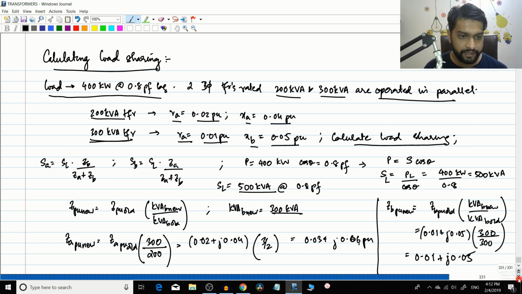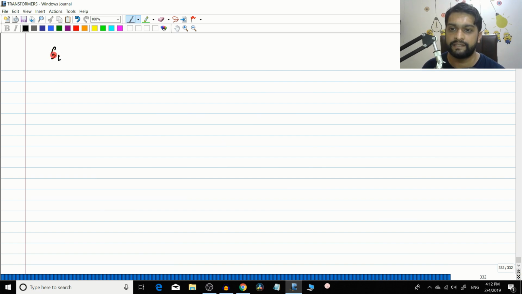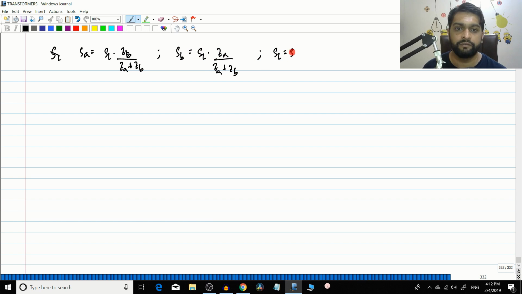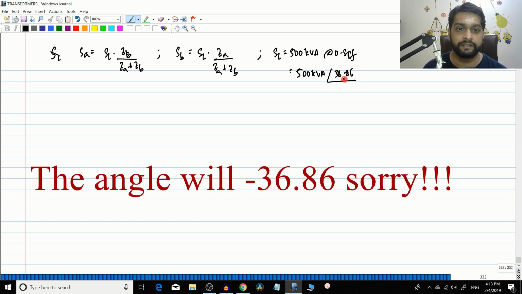So we can write the formula here once again. SA is equal to SL into ZB divided by ZA plus ZB. Very simple formula to remember. SB is equal to SL into ZA divided by ZA plus ZB. And SL value was equal to 500 kVA at 0.8 power factor. We can write it as 500 kVA, and if you want, you can put the angle also, 36.86.